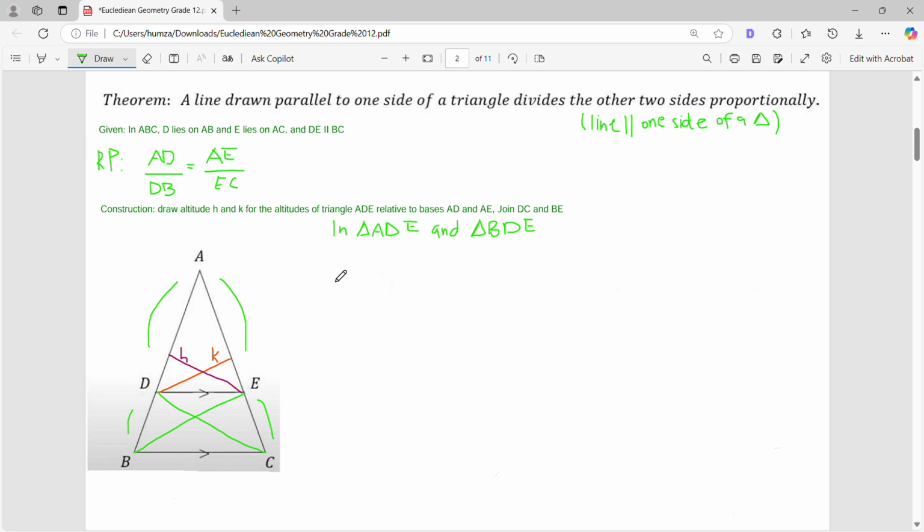we can say that the area of triangle ADE over the area of triangle BDE is equal to half times AD times H, over half times DB times H, and this will give us AD over DB.